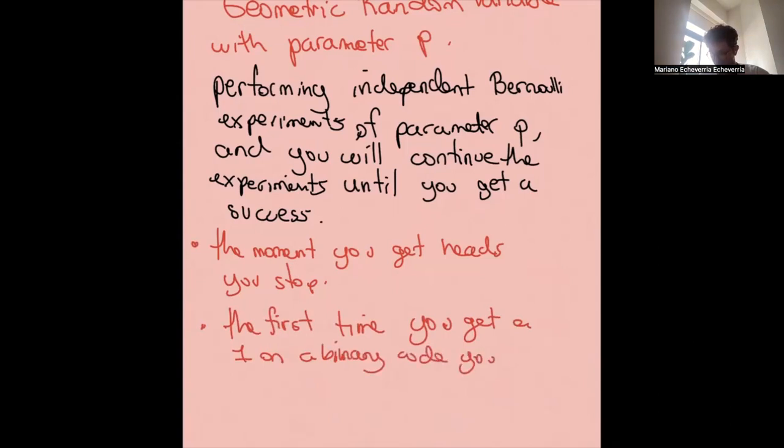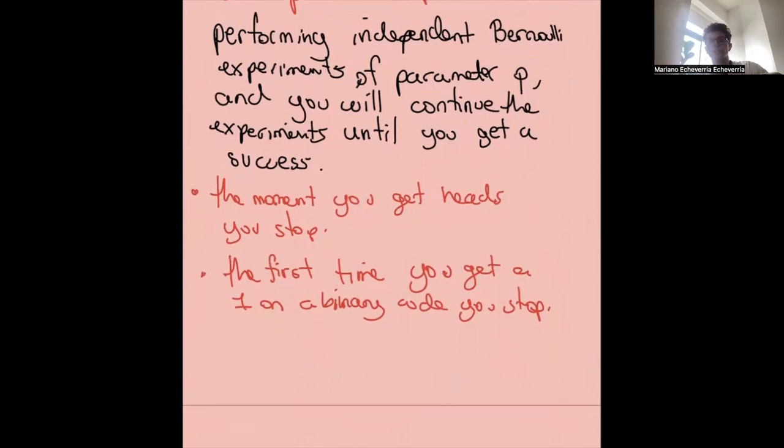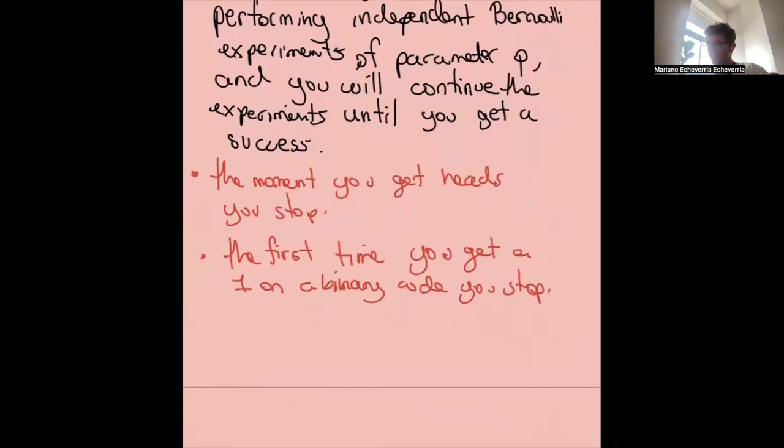You stop, etc. So anything, it is kind of like you cannot again, but you just stop the moment you got what you wanted. So X is just going to count the number of experiments needed to get a success. So here is our random variable in this setup.